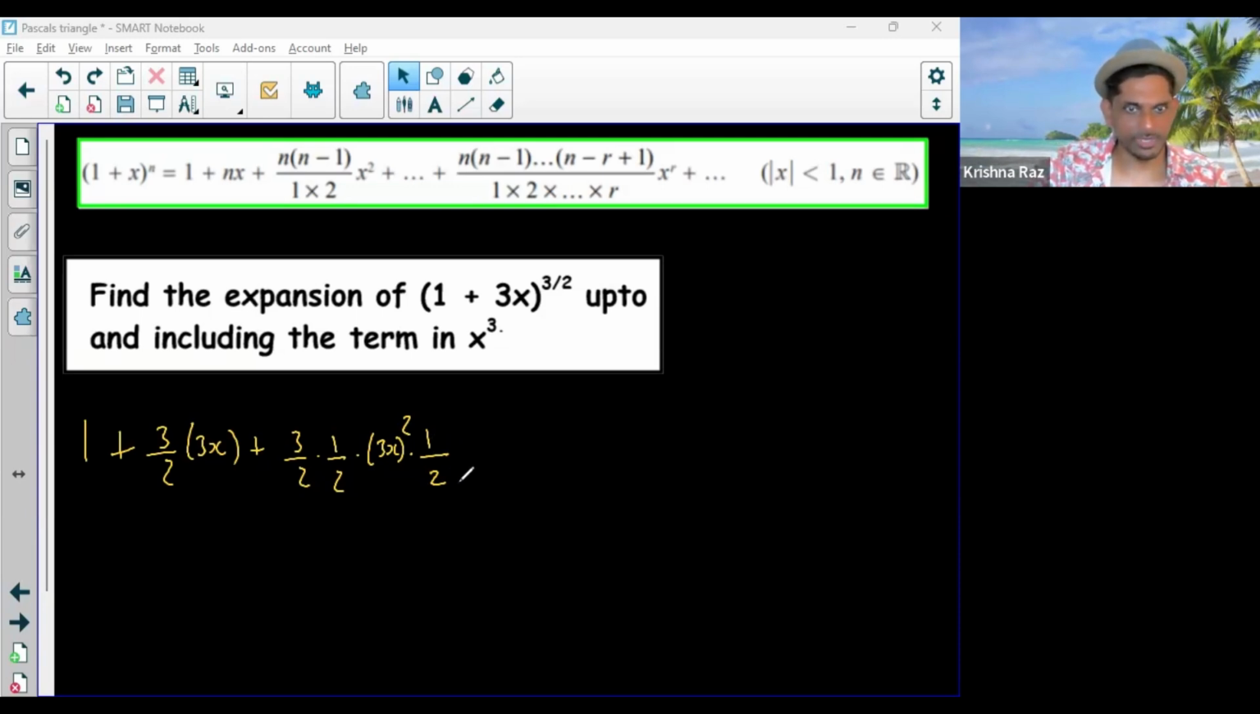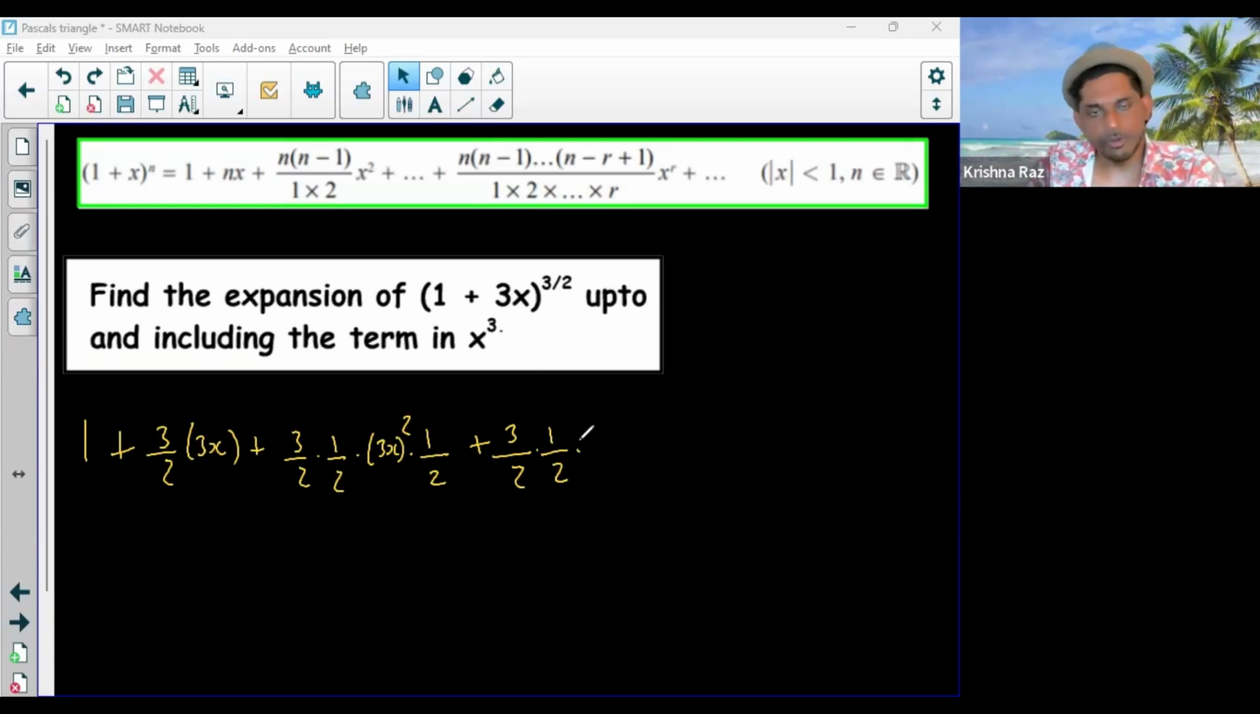And we only want the x cubed term, so we need one more. So we have n times n minus 1 times n minus 2 this time. So 1.5 minus 2 is minus a half. All times by x to the power of 3. So that's 3x in our case. Then divided by 1 times 2 times 3.